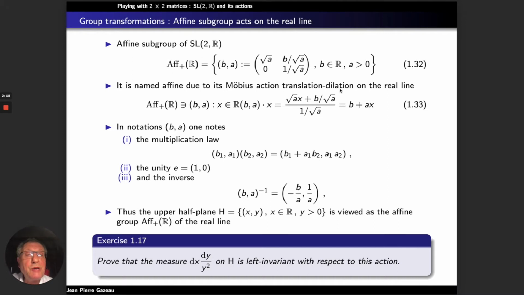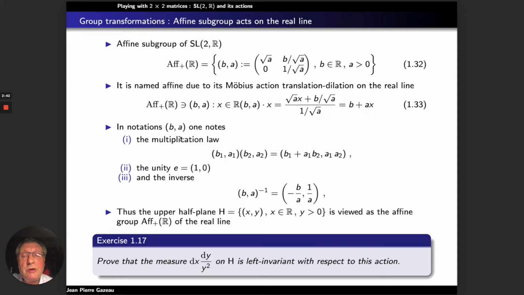This is a Möbius action, okay, due to this matrix. And you can see that it comes to a translation by B of the dilated version of x, dilated by the multiplication due to the parameter A.